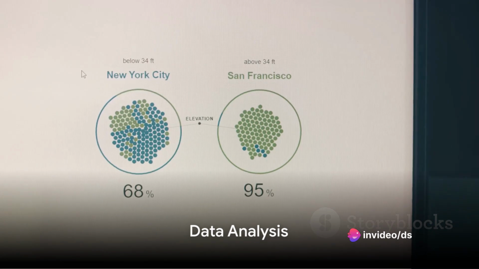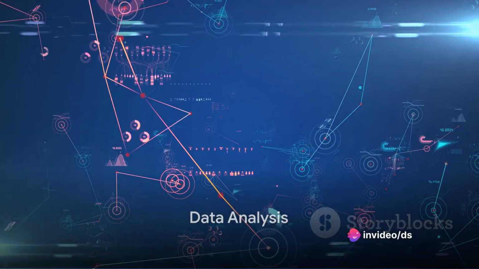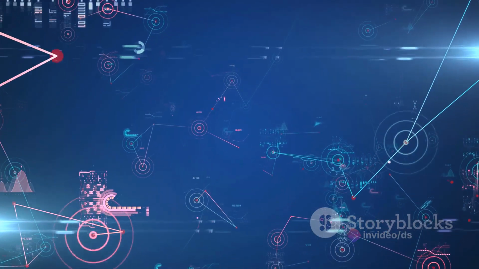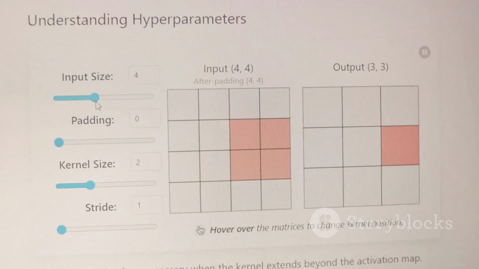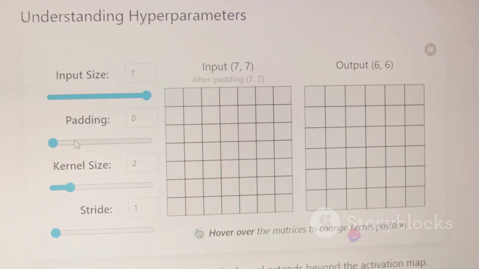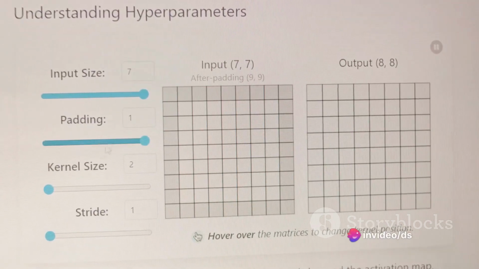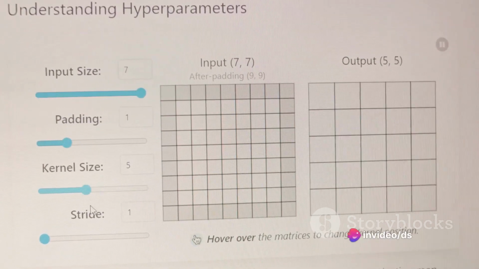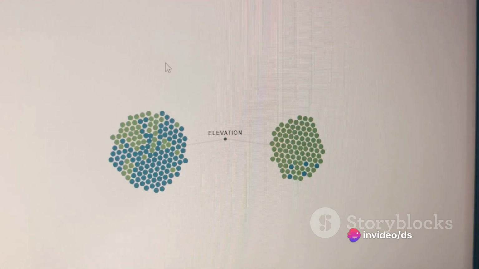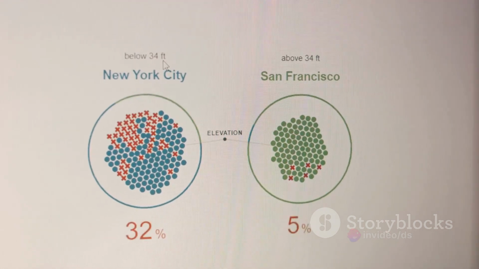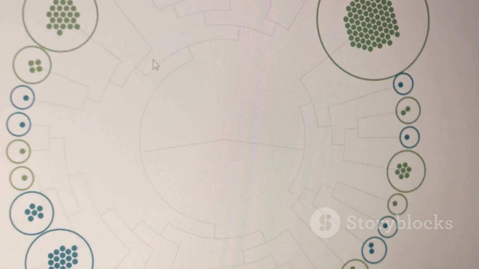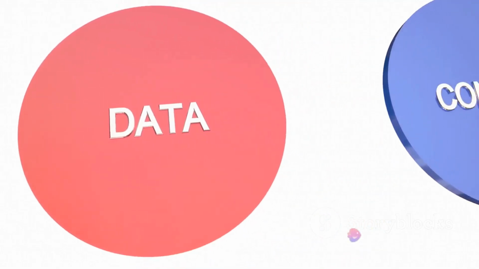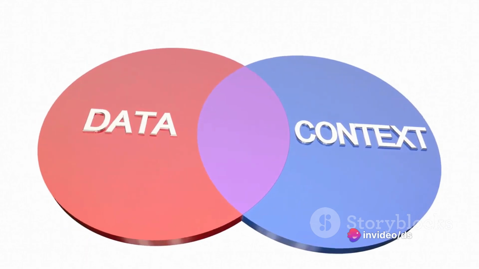The third step in the process is data analysis. This is the stage where the data scientist really gets to flex their analytical muscles. They apply statistical analysis to the prepared data, looking for trends, outliers, and correlations that might not be immediately apparent. This involves using complex mathematical models to make sense of the data. However, analysis isn't just about crunching numbers. It's also about interpreting the results in a meaningful way.